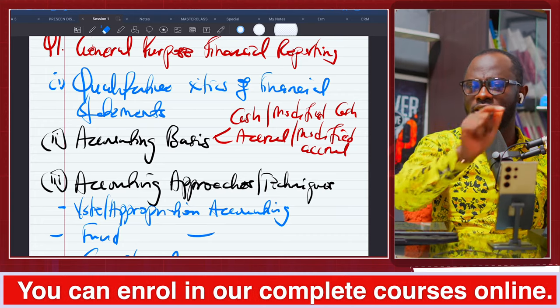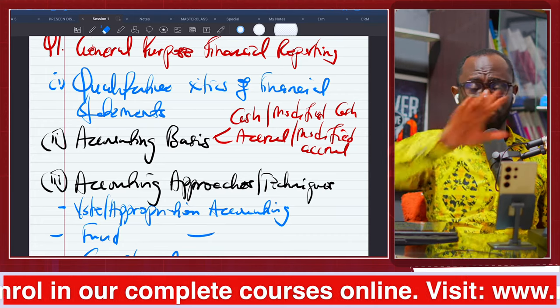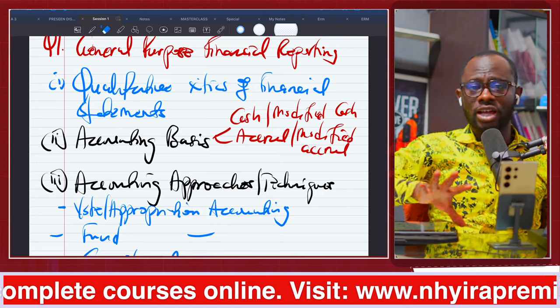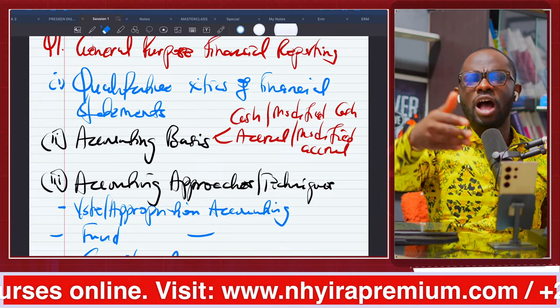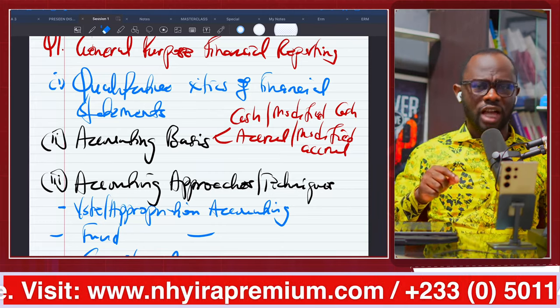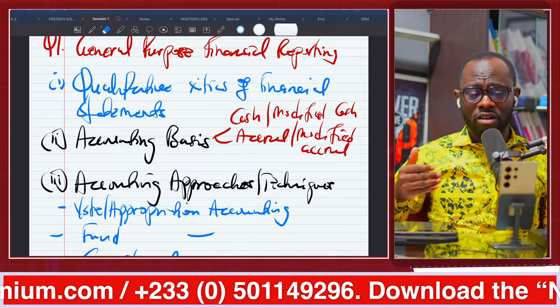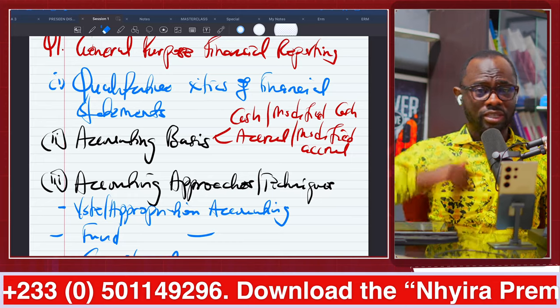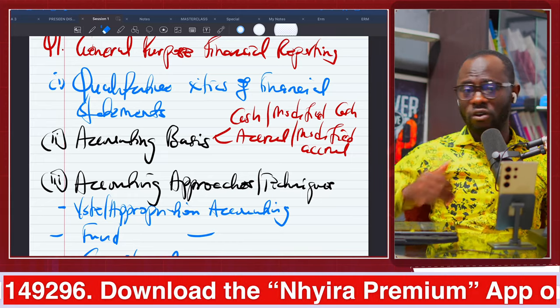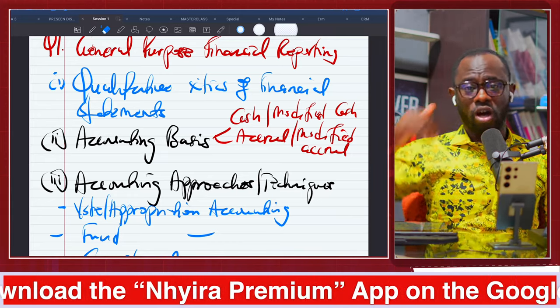The second way that the examiner can set the question is to present you with some transactions, some items. Then he will ask you, how should these be accounted for under cash basis? How should these be accounted for under accrual basis? How should these be accounted for under modified accrual basis?